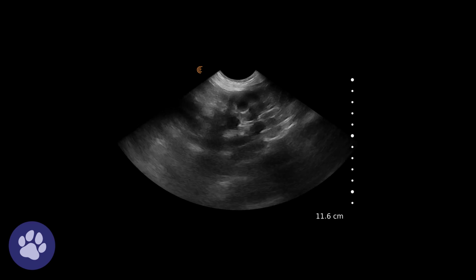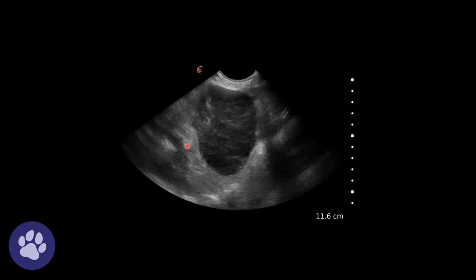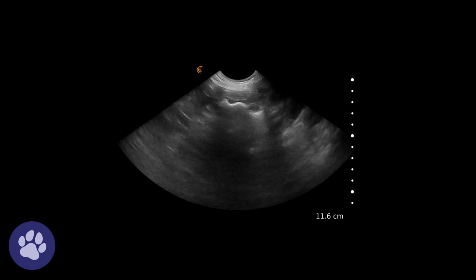And again, just looking at that mass there. Here we've got the kidney for proportion. You can see how enormous this abdominal mass is.